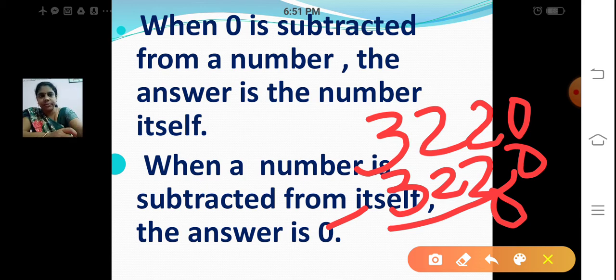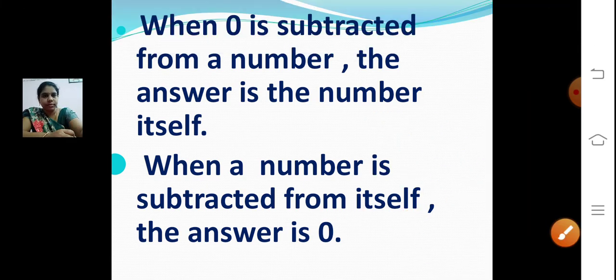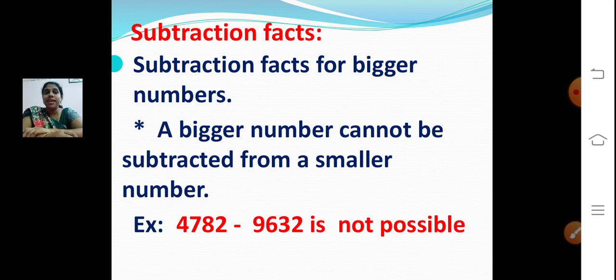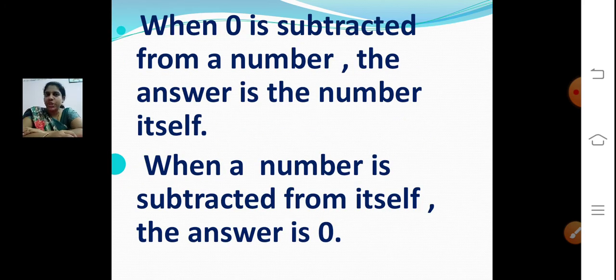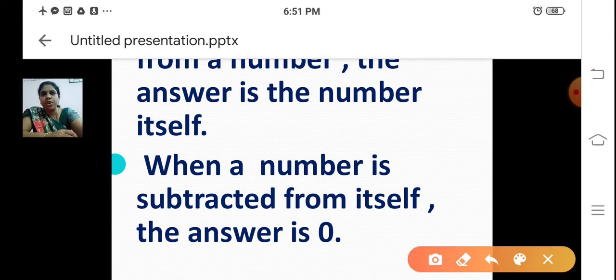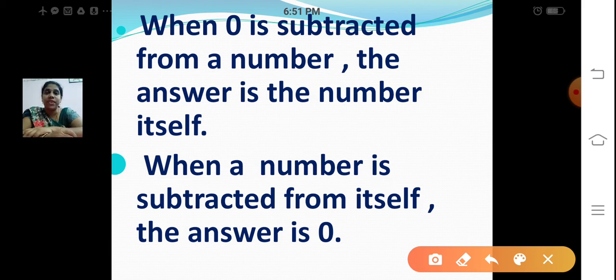What is my first fact? A bigger number cannot be subtracted from a smaller number. When 0 is subtracted from a number, the answer is the number itself. When you subtract 0 from any number, 510 minus 0, my answer is 510. Next one, when a number is subtracted from itself, the answer is 0.